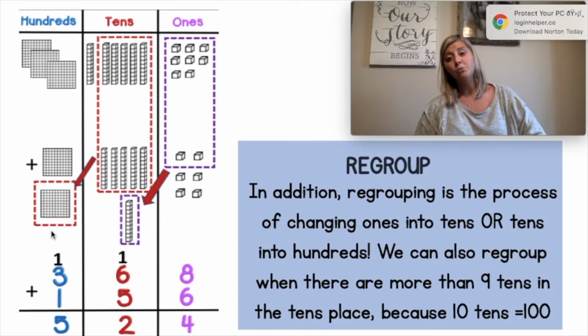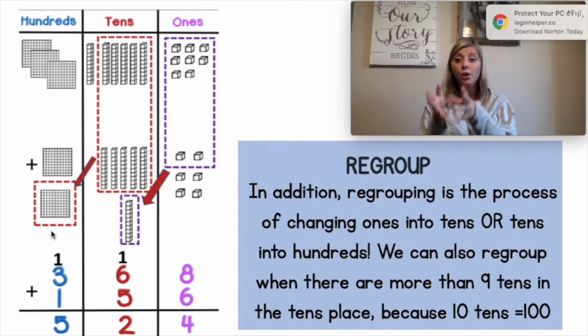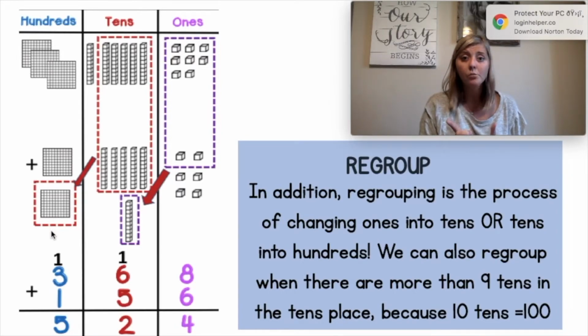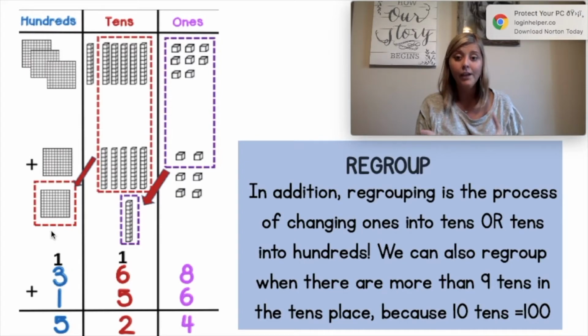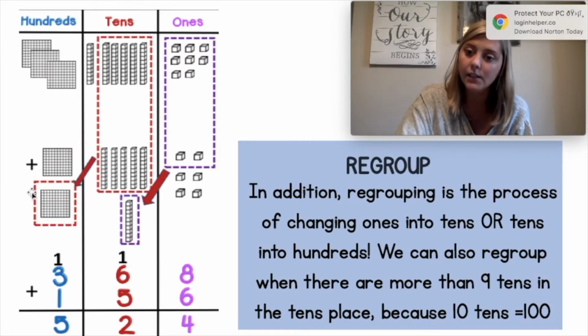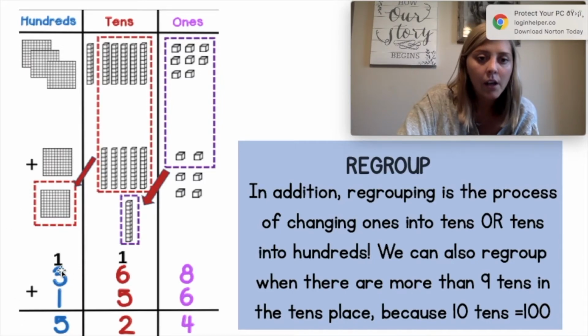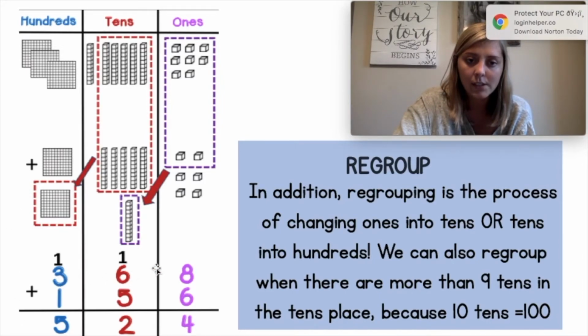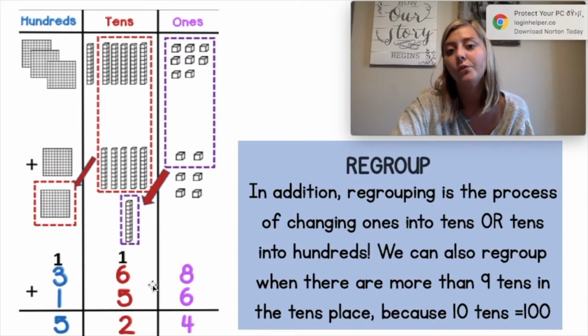In addition, regrouping is the process of changing ones into tens when we have too many ones, but it's also the process of changing tens into hundreds. We can also regroup when there are more than 9 tens in the tens place because 10 tens equals 100. Let's go over this example together. The problem was 368 plus 156.